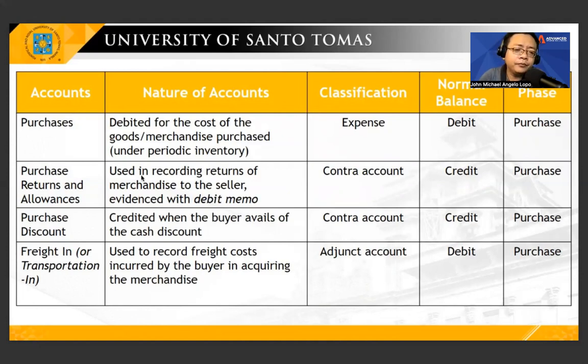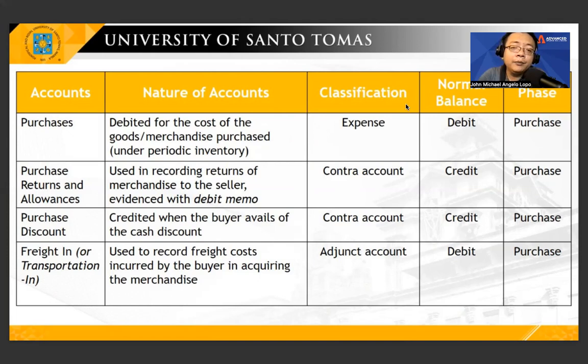Okay. The purchase returns and allowances is used in recording returns of the merchandise to the seller, evidenced with a debit memo. Okay. You also have here purchase discount, credited when the buyer avails of the cash discount. And you have your freight in or transportation in, used to record freight costs incurred by the buyer in acquiring the merchandise.